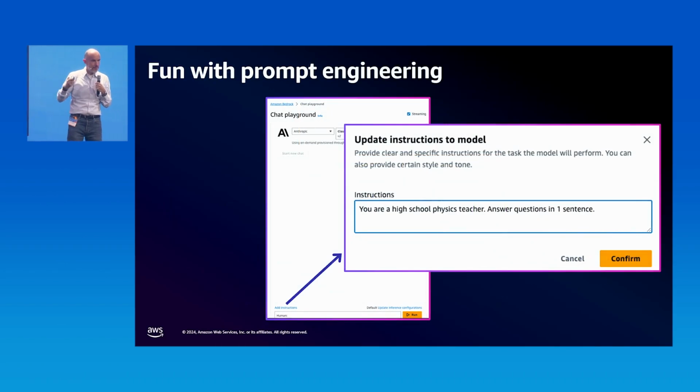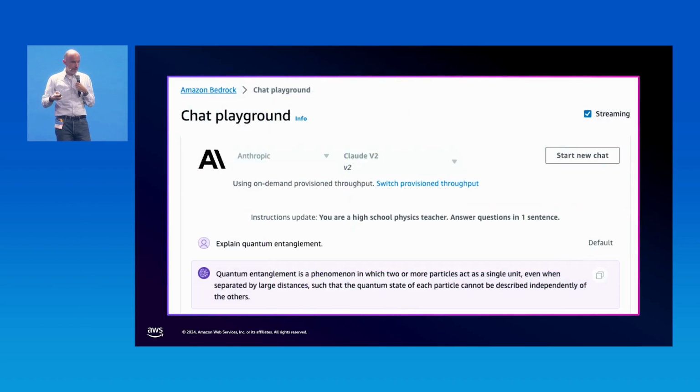There are other ways you can have fun with prompting. For example, in this case, we're instructing the model with the beginning phrase of, "You are a high school physics teacher, answer questions in 1 sentence." And then we give it a question like, "Explain quantum entanglement." And we get something that makes sense from the point of view of a high school teacher. Quantum entanglement is a phenomenon in which 2 or more particles, yada, yada, yada, that sort of thing.